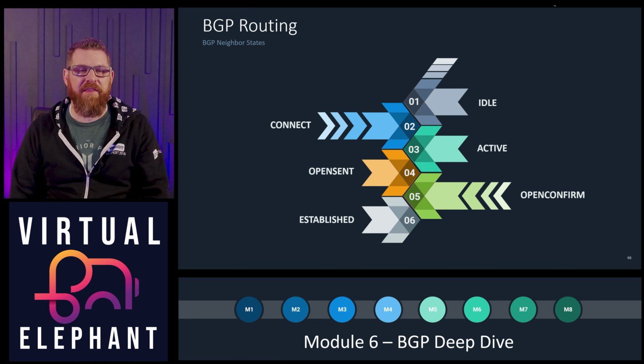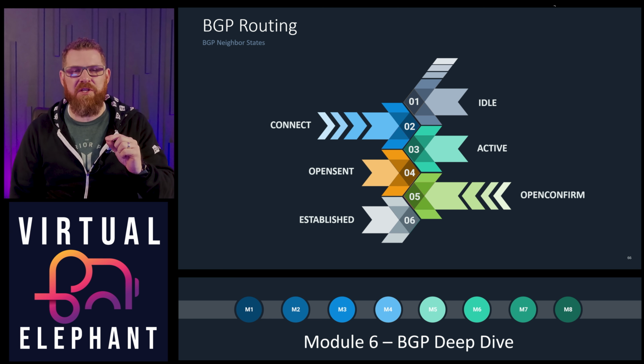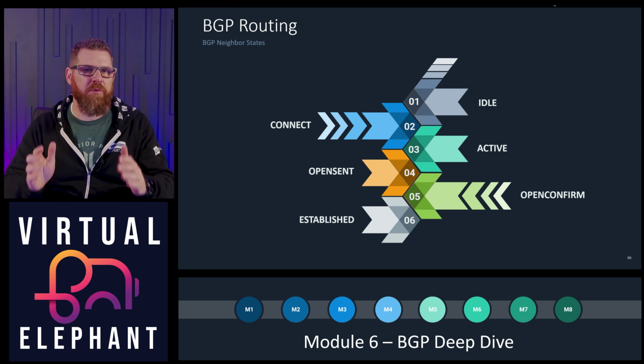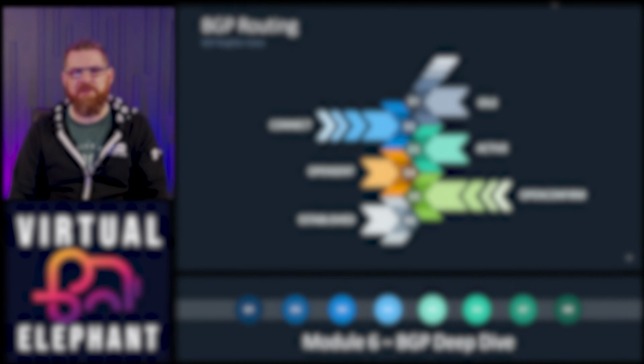Now, the other thing that I will mention is that the open sent and the open confirm states are usually very difficult to catch, and you'll rarely actually see them in the BGP table when you're looking for them. So typically you will see idle, you will see connected or active, and then you'll see established. And again, anything other than established means that you're having an issue between those two BGP peers or BGP neighbors.